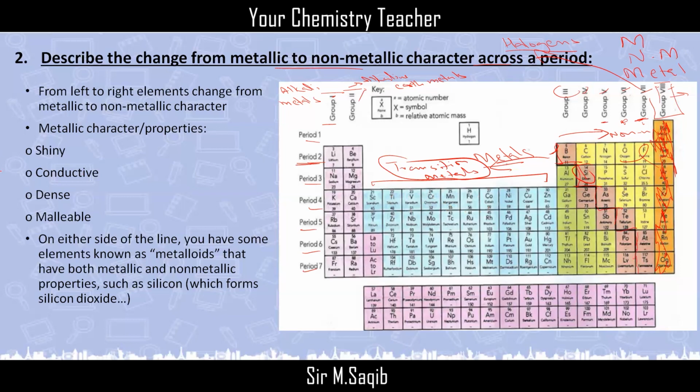Now, what is the metallic character? Metals are basically shiny, very conductive, very dense, and very malleable. Malleable means they can be hammered. So these are the characters of metals. And if I ask you the characters of non-metals, you have to reverse it. Non-metals will not be shiny, not conductive, not dense, and not malleable. On the other side of this line you have metalloids, which have both metallic and non-metallic characters, as in silicon or boron.